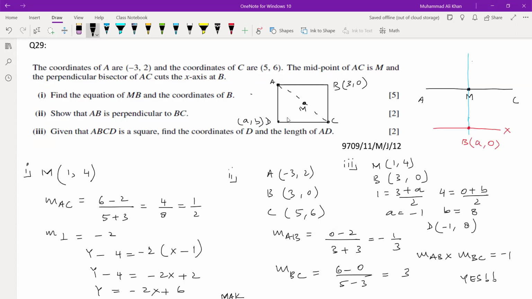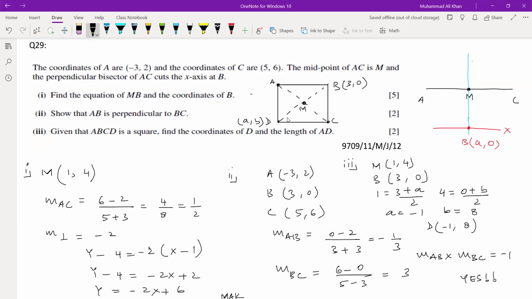Are you clear up to this step? Just as we did previously, the midpoint of both diagonals will remain the same. So we first found the midpoint from diagonal AC, and once we had this midpoint, we applied it on BD. With the help of the midpoint formula, we got the coordinates of D.